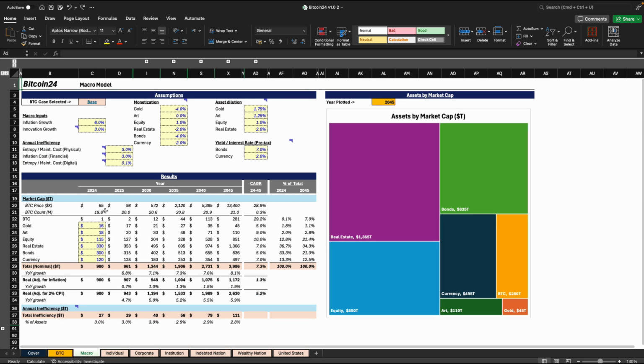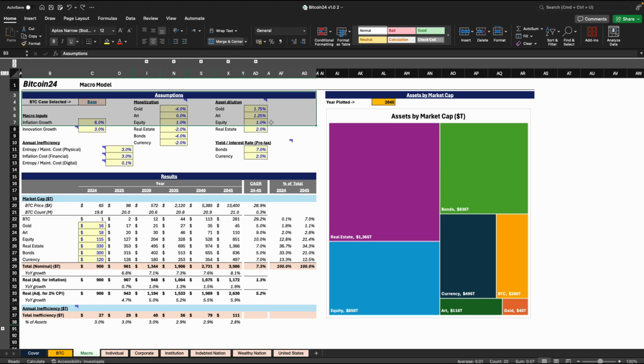Now, if we move on to the macro tab, this is important, and this is where you can really play around with the assumptions, because you're not only working with assuming the Bitcoin price, you can also work with assuming gold, art, equity, real estate, bonds, and currency prices. The reason Saylor has these traditional assets here is that usually when a new person is getting into Bitcoin, they're trying to compare it with other traditional assets and how well Bitcoin will do compared to those assets.